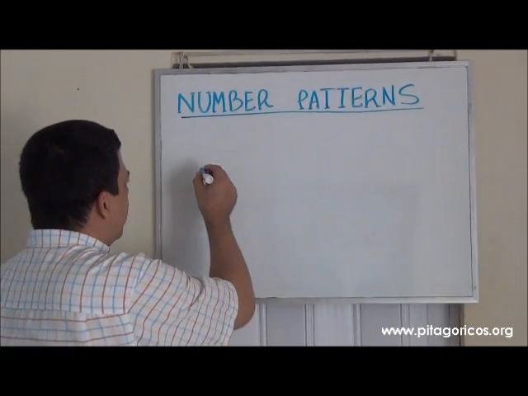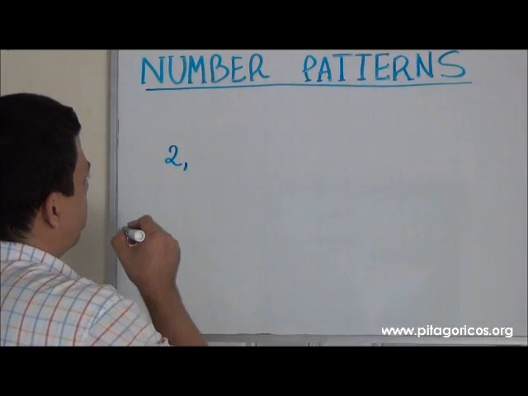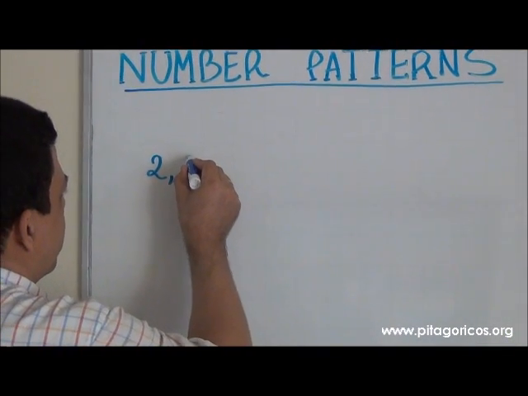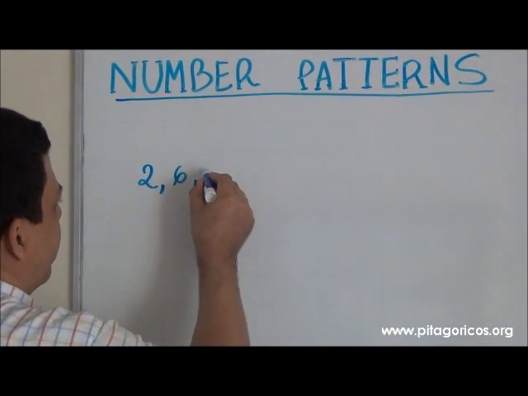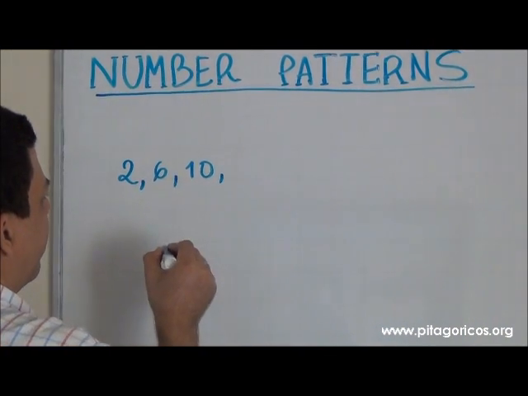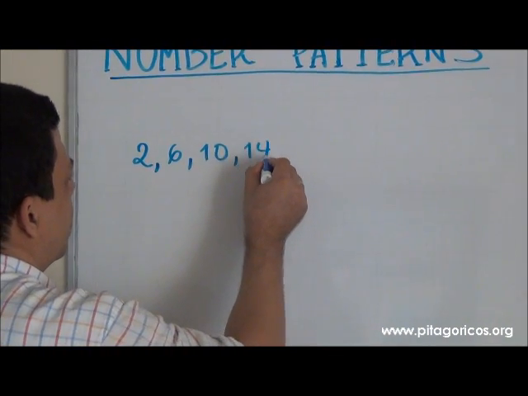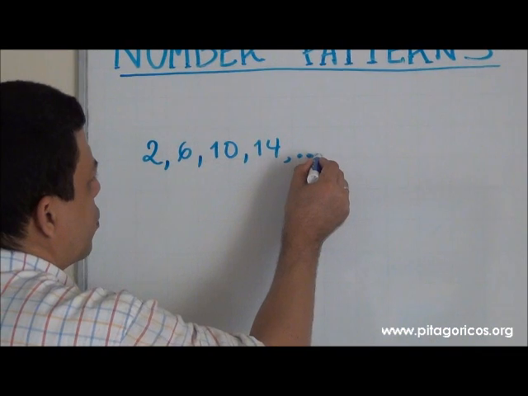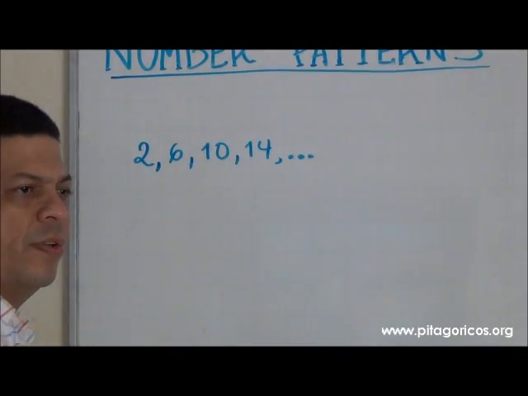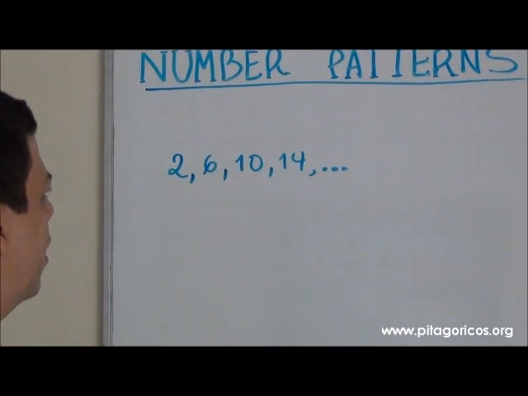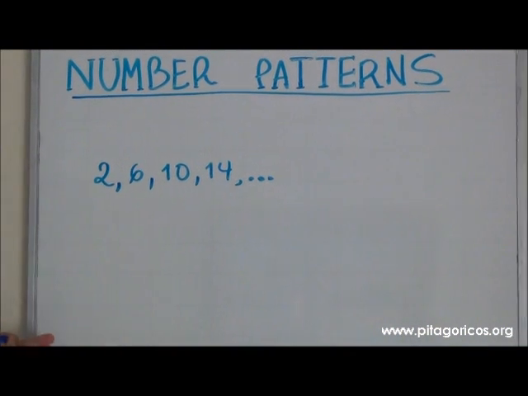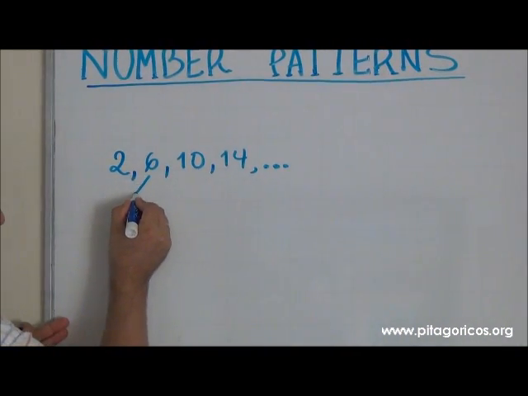Let's say 2, then we have 6, then we have 10, then we have 14, and we place these dots here to mean that this sequence is infinite. We say that this is a linear sequence because there is a common difference.